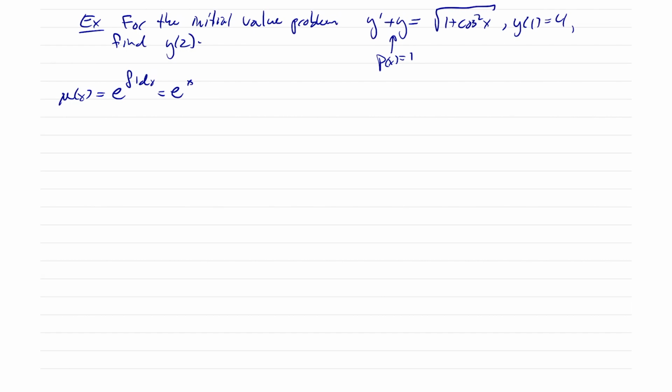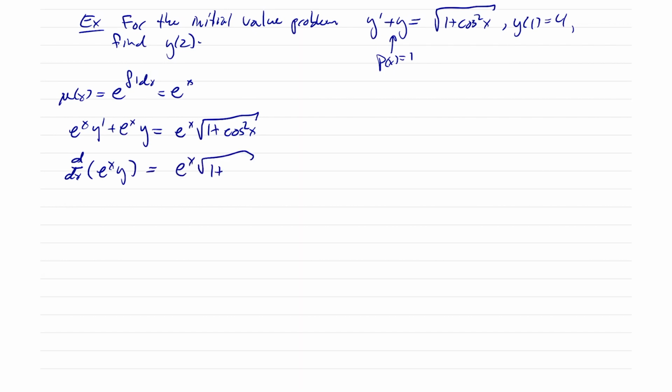If I multiply both sides by e to the x, I get e to the x times y prime plus e to the x times y is equal to e to the x times the square root of 1 plus cosine squared of x. Now I recognize the left-hand side is just d by dx of e to the x times y, and the right-hand side is e to the x square root of 1 plus cosine squared of x. There's nothing nice to do there.